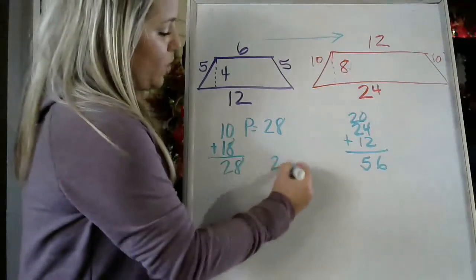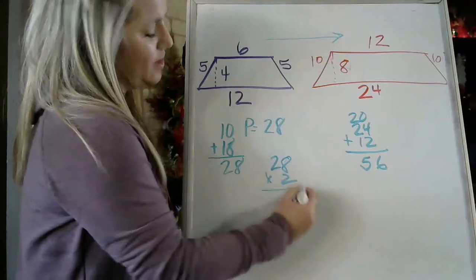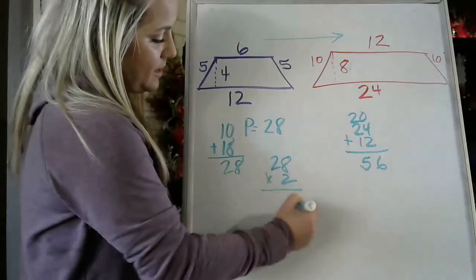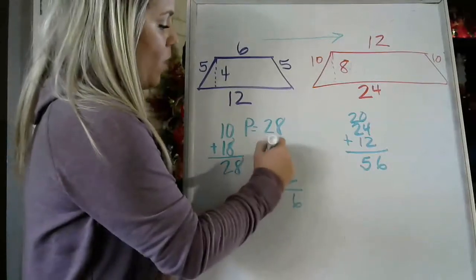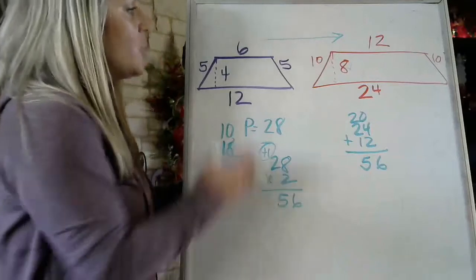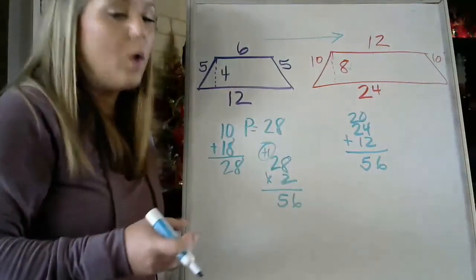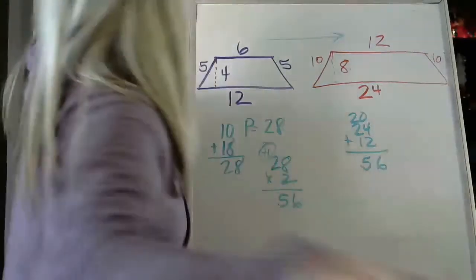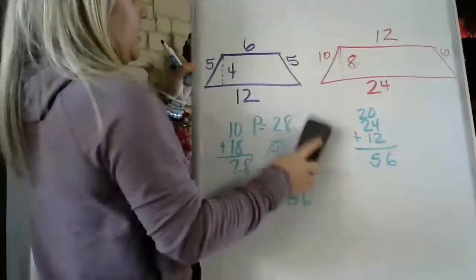So if I did 28 times 2, because this is not one that I know off the top of my head. 8 times 2 is 16. The 6 can stay. The 1 got to go. And 2 times 2 is 4. And 4 plus 1 is 56. So the perimeter is doubled, or the perimeter is multiplied by 2. Okay? So that one was pretty easy, right?